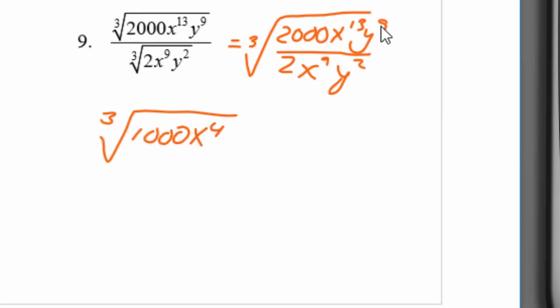And then here we have what? 9 y's here and 2 there. Divide those. Quotient rule means subtract exponents. Y to the 7th. Okay, so now cube root of 1,000, that's a perfect cube, that's 10 cubed, so cube root of 1,000 is 10.